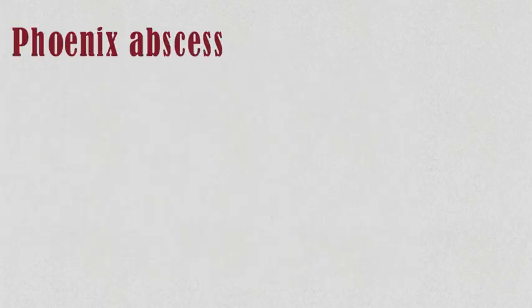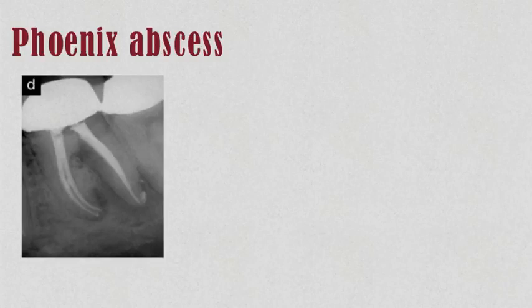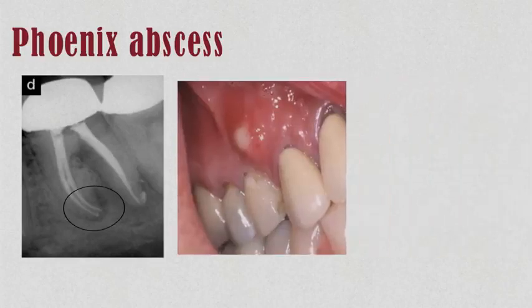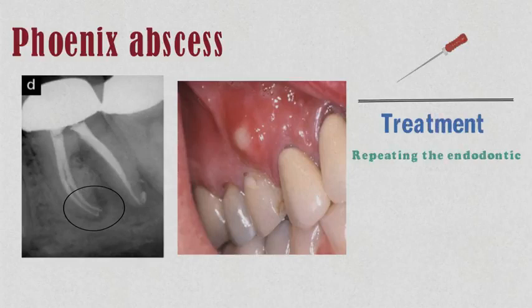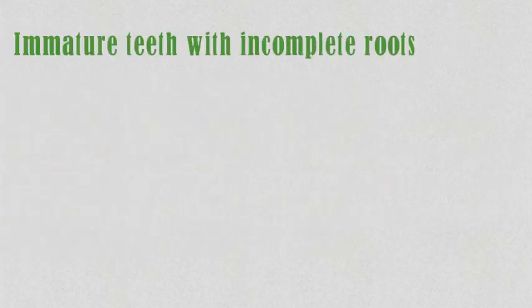Phoenix abscess is a dental abscess that occurs immediately following a root canal treatment. The risk of occurrence of a phoenix abscess is minimized by correct identification and instrumentation of the entire root canal. Treatment involves repeating the endodontic treatment with improved debridement, or tooth extraction. Antibiotics might be indicated.